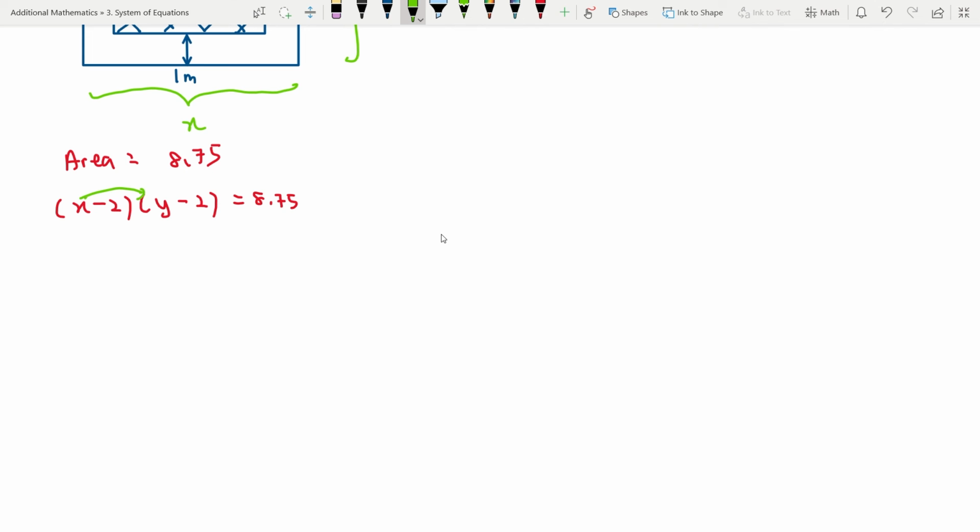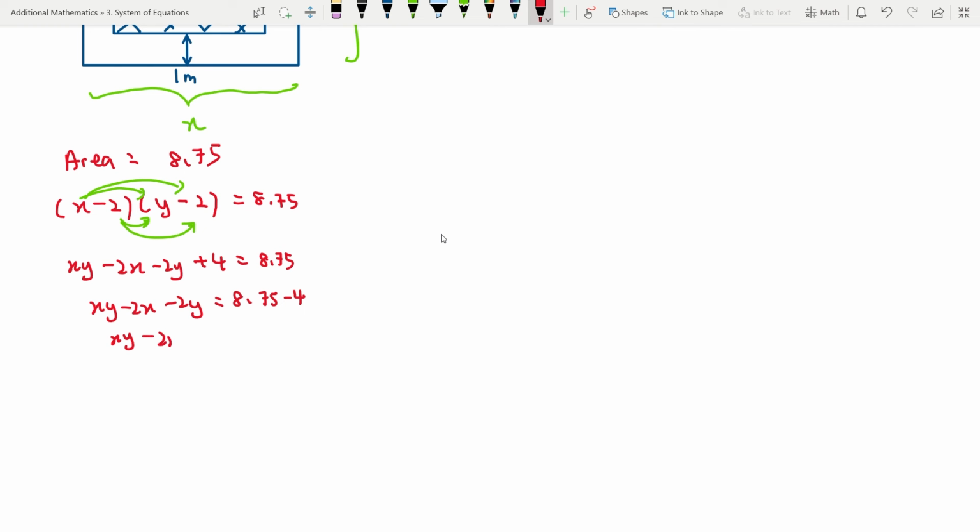We expand the bracket. Xy minus 2x minus 2y plus 4 is equal to 8.75. Xy minus 2x minus 2y is equal to 8.75 minus 4. That is, xy minus 2x minus 2y is equal to 4.75. We let it be equation 1.